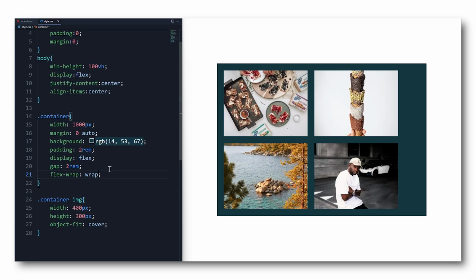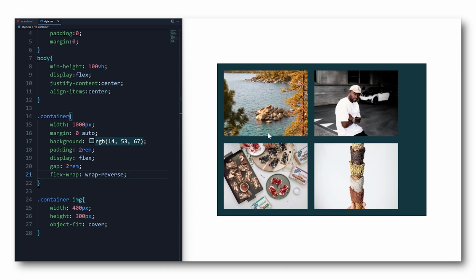Okay, and we have another value which is wrap-reverse. So let's set this to wrap-reverse. Before hitting save, look at the image first. This one has a lake and this man is here, and if I hit save now, you can see the order of the wrap has been changed. So this is how wrap-reverse works.